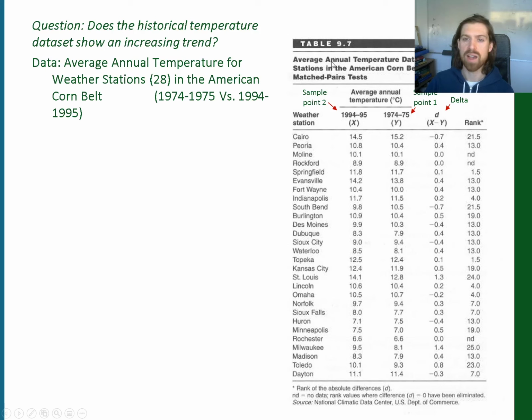So essentially we have the average annual temperature data for weather stations in the American Corn Belt. We're intending on using the matched pairs test, and this is the name for each one of the weather stations. And then we have the 1974 to 1975 temperature value in Celsius, that's Y. And then we have the 1994 to 1995 temperature here as the X variable. And we've got all the values just stated down here. So we have sample point 1, Y, and we have the second sample point, which is about 20 years later, here as X. And then we're able to get the D value.